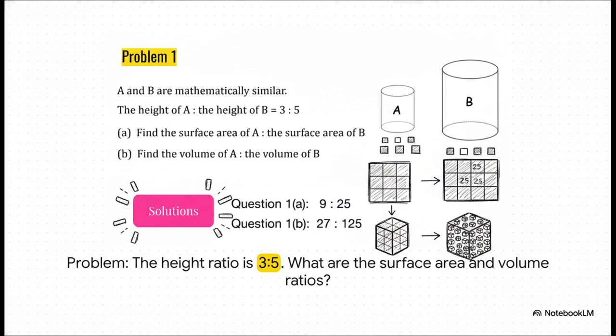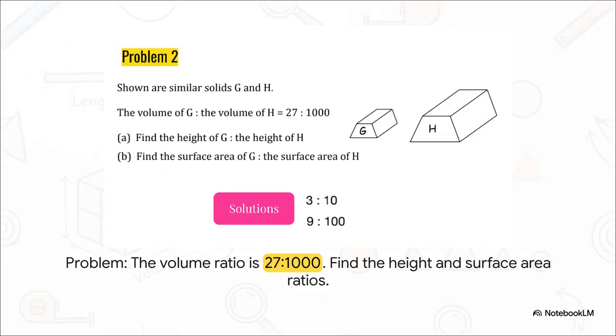Simple. What about the volume? We just cube the length ratio. 3 cubed is 27, 5 cubed is 125. So the volume ratio is 27 to 125. See how easy that is once you know the rule? Okay, that was pretty straightforward. But what if they try to trick you?